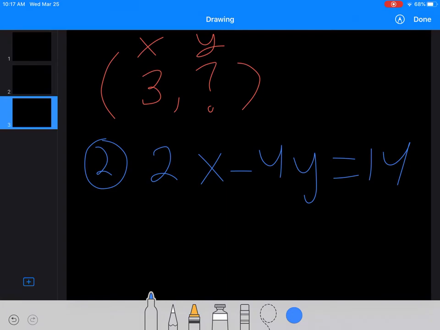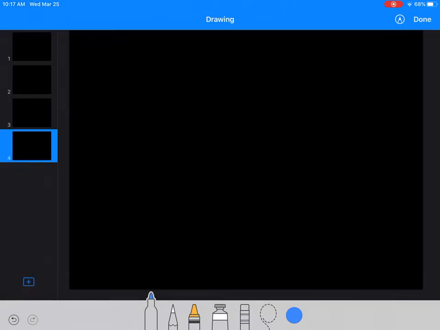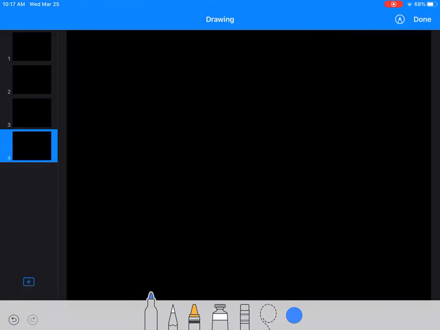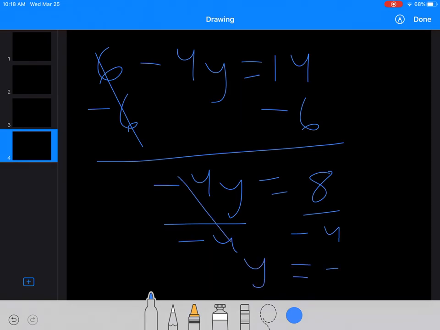So if I substitute in 3 for x, what we'll get here is 6 minus 4y equals 14. We've got to subtract 6 from both sides. We get negative 4y equals 8. Divide both sides by negative 4 to get y equals negative 2.